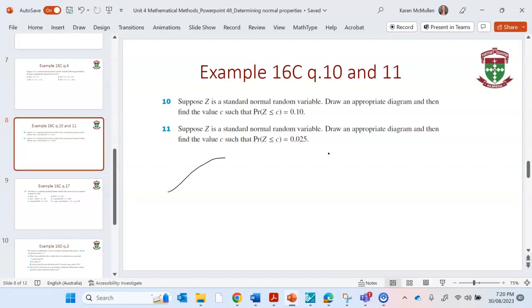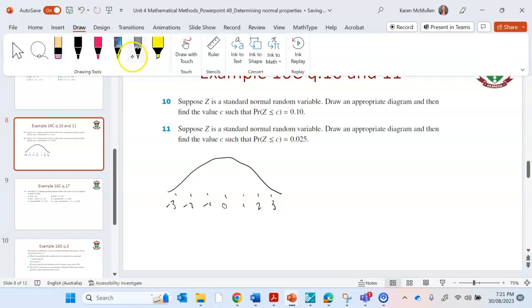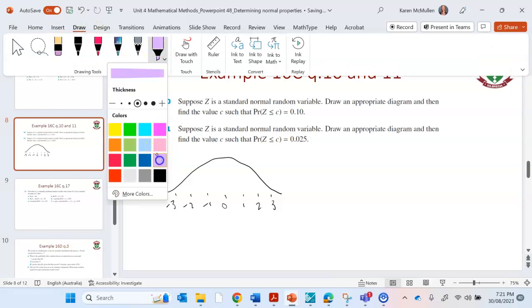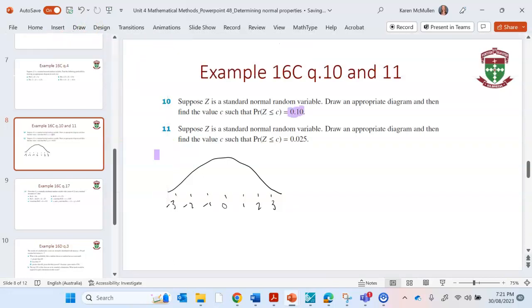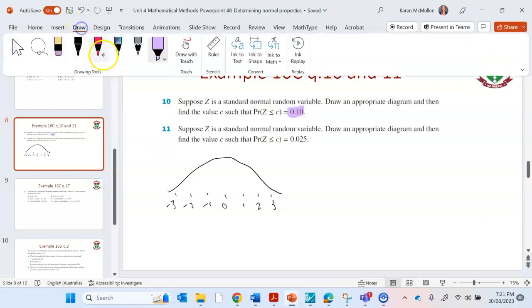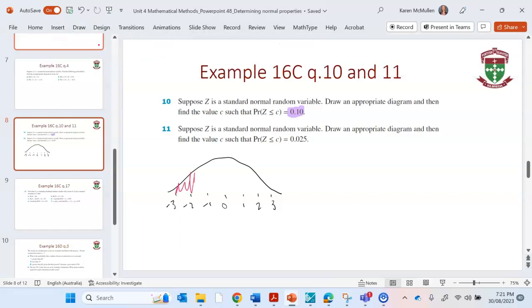So if we've got a normal distribution, and it's a standard normal, so I know 0, 1, 2, 3, and -1, -2, -3. We've got a probability of 0.1, and Z has to be less than C, so that is quite a low number. So it means C is going to be down this end. I don't know where, but because it's such a low probability, less than 0.5, it's going to be in this corner here. If it was greater, then it would be on the other side.